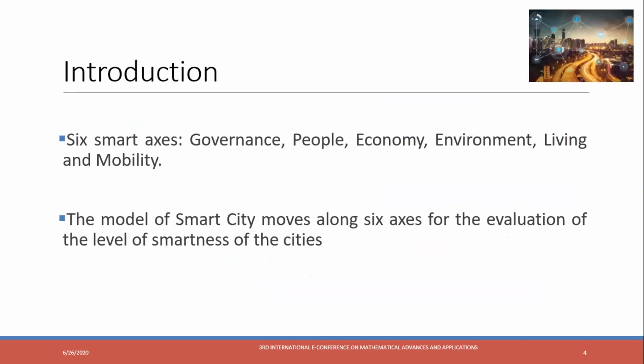The smart city model is based on 6 smart axes, which are defined as governance, people, economy, environment, living, and mobility. The smart city model moves along these 6 axes, and each of them contains different parameters for the evaluation of the smartness of the cities.